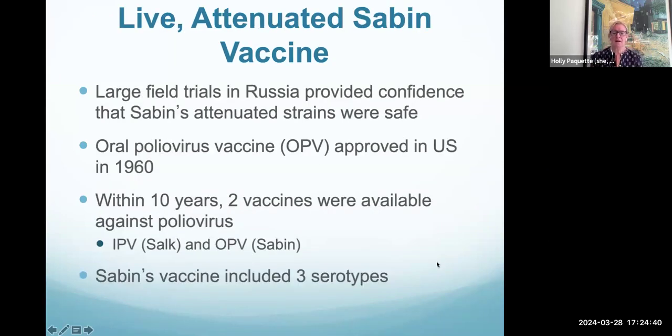So this was created by Sabin, a researcher called Sabin. They did large field trials in Russia that showed that there was a lot of confidence that it was safe. And so at that time, the oral polio vaccine was approved in the United States in 1960. Within 10 years then, because the other one was in the 1950s, we had two vaccines that were available against poliovirus. We had that first one, the inactivated poliovirus that was injected, that was produced by Salk.